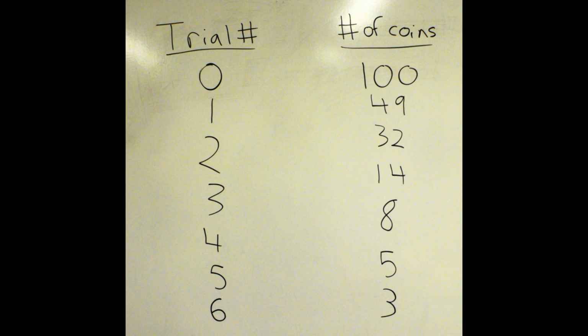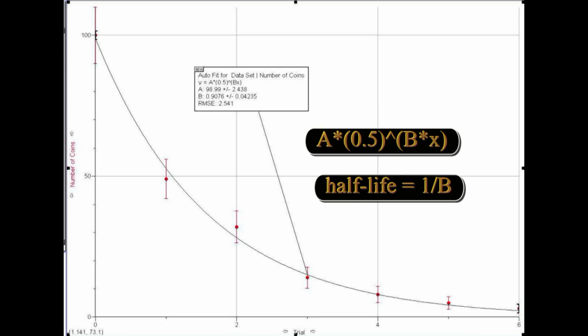Record the number of coins remaining for each trial number, including 100 coins when the trial number is 0. Plot the number of coins remaining versus the trial number. Adding results from all groups will reduce the relative error considerably. Instead of flipping 100 coins, you will have data on nearly 1,000 coins, depending on the number of groups.